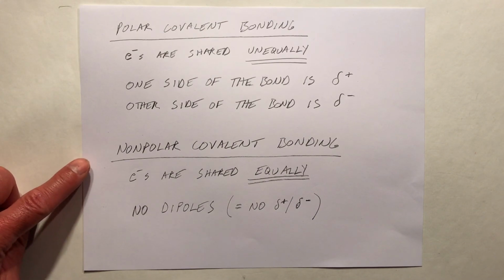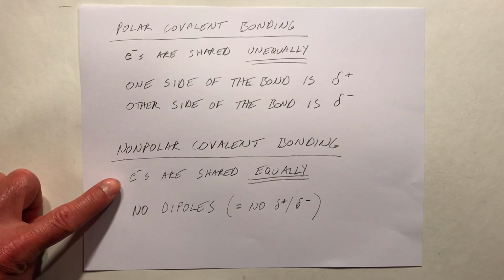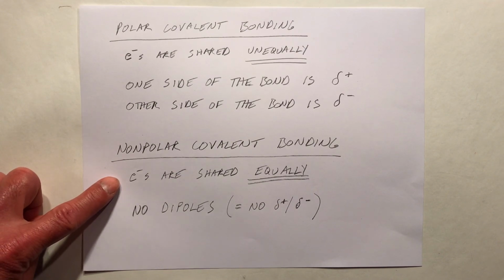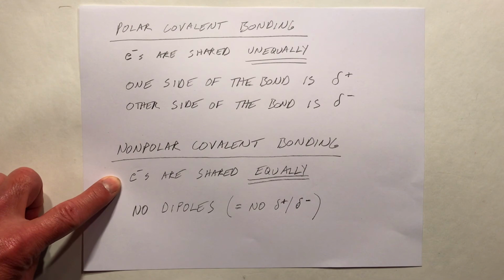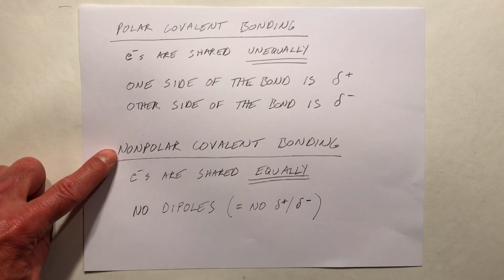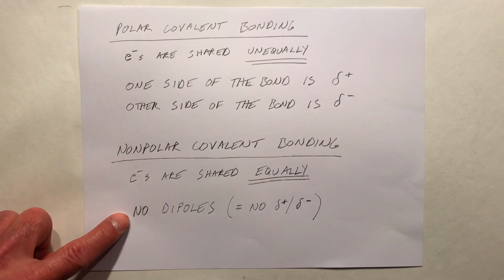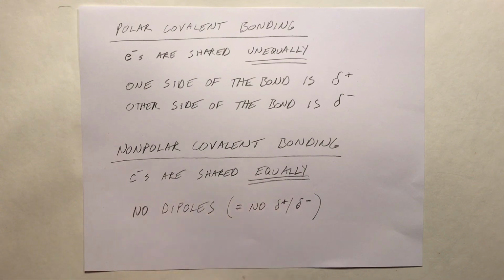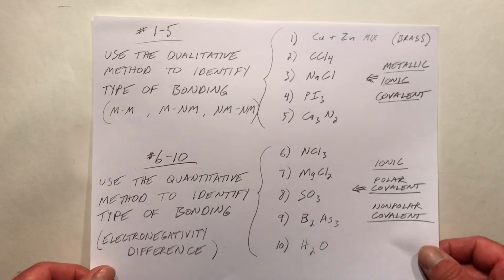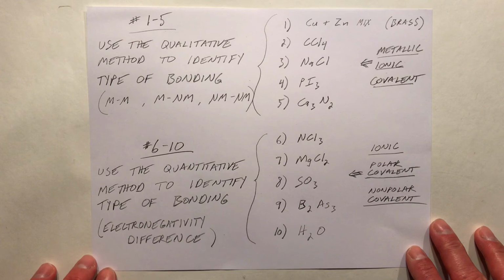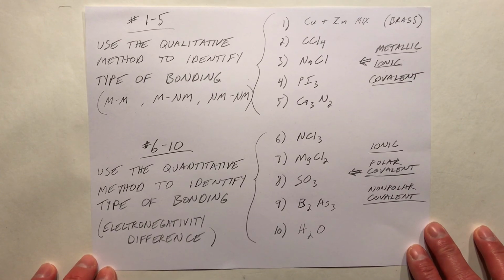Nonpolar covalent bonding, on the other hand, is when electrons are shared equally because the two atoms have exactly the same electronegativities, and subtracting the electronegativities we get a difference of 0. When we see an electronegativity difference of 0 between two atoms, the nonpolar covalent bond would exhibit no dipoles, no delta plus or delta minus charges. We'll take a look at assigning delta plus and delta minus later on in a different video, but if you understand what we went through in this video, then you should be able to do this.